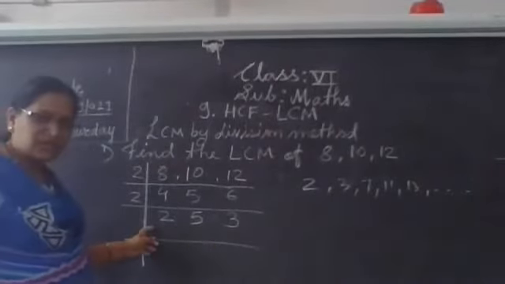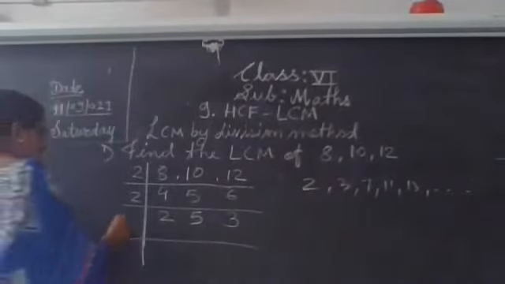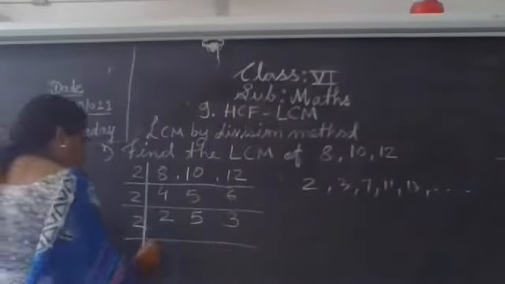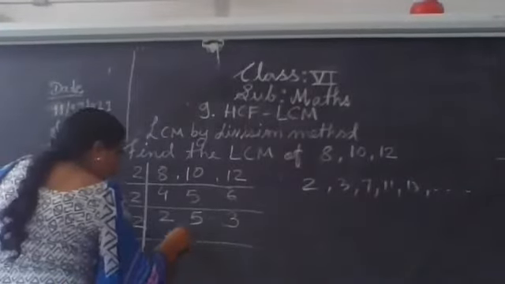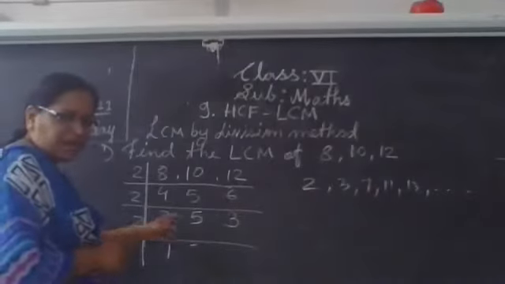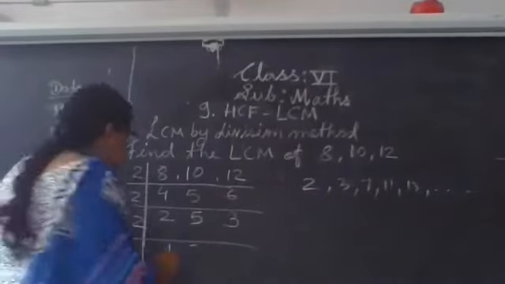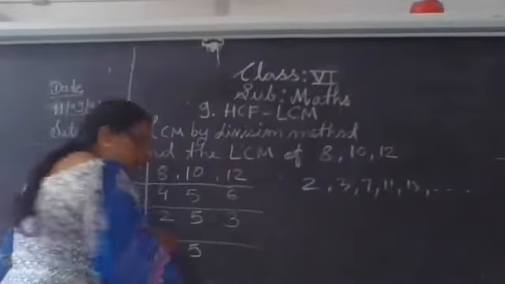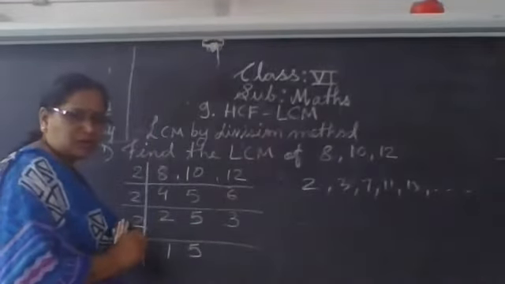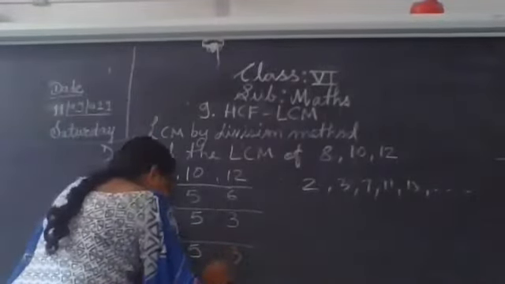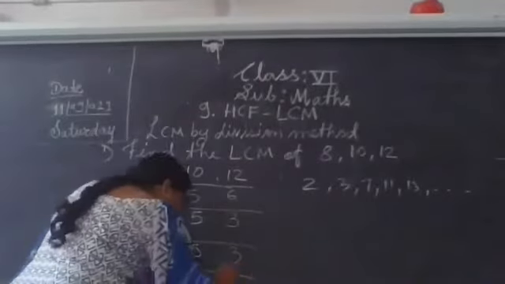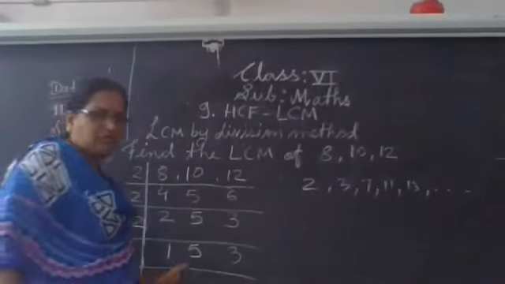Again, see beta, 2 is an even number, though. Again, we will take 2. 2 ones are 2. Again, 5 is not divisible by 2, so we will write 5 as it is. 3 is also not divisible by 2, so again we will write 3 as it is. Got it? So what is left now? 5 and 3.